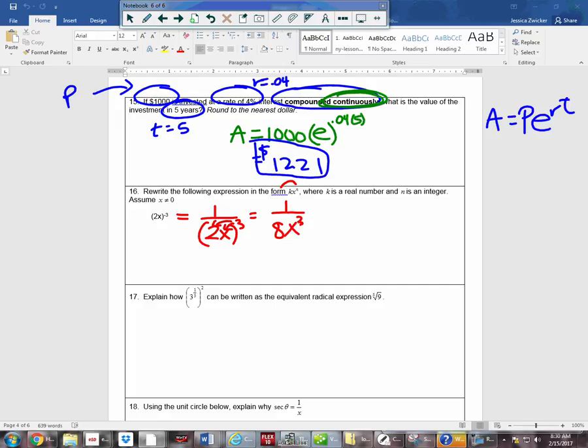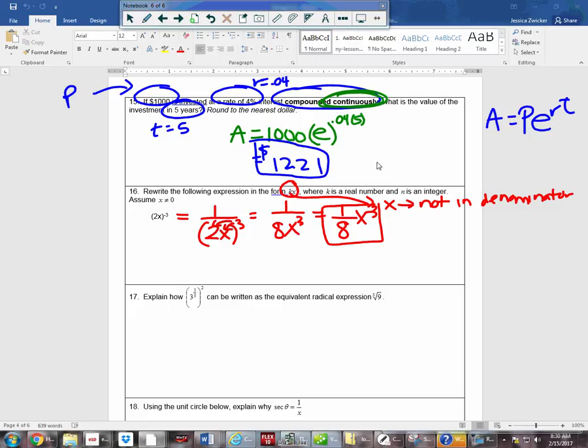But they want this form, so they want the 1/8 all by itself out front. And then they want that multiplied by x. X cannot be in the denominator. Based on that form, it says k times x to the n. So this is times x, if you want that in the numerator, to the negative 1/3. I'm sorry, to the negative third.